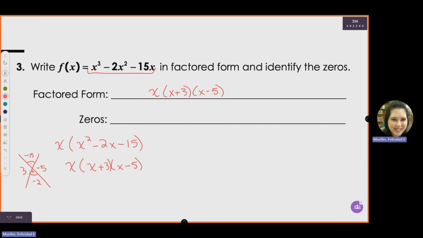So when we're solving for the zeros, we're going to go ahead and set each factor equal to 0. So this first factor, x equals 0, so 0 is an answer. X plus 3 equals 0, so I'm going to subtract 3, and we get x equals -3. X minus 5 equals 0. Add 5, and x equals 5.